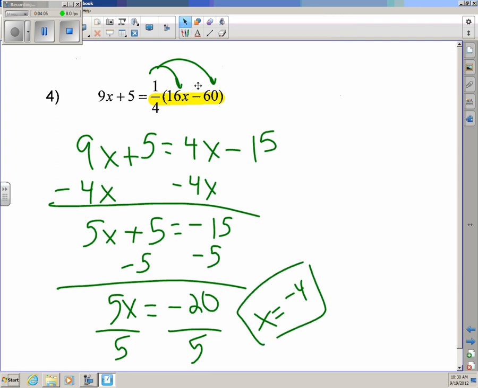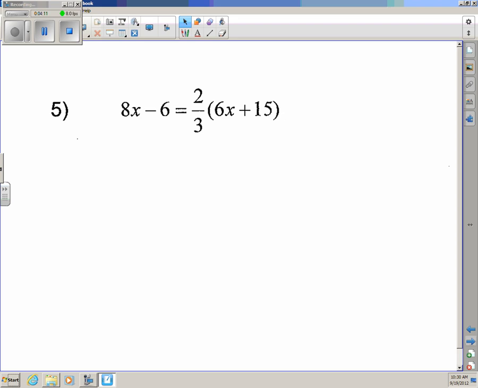Okay, here's the last one. So the last one is dealing with 2/3. So actually, I can also take 2/3 of both 6 and 15 because 3 divides evenly into 6 and into 15. So this one I'm going to go for the distributive property also. I think it'd be much bigger numbers if I don't.